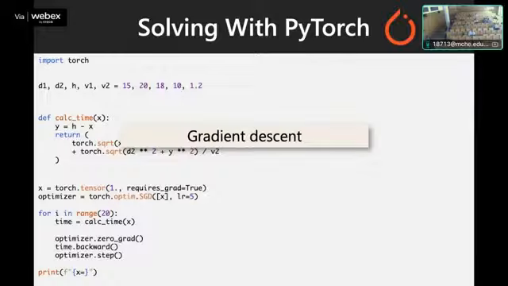And then we have a loop of 20 iterations during which we calculate the forward pass. So this is the calculation of the time for the value of x right now. And then we do three steps that together take a gradient descent step. So we reset the optimizer. We use backward to calculate the derivatives, and we use optimizer.step, which actually changes the value of x.